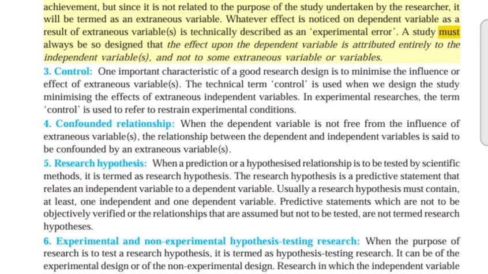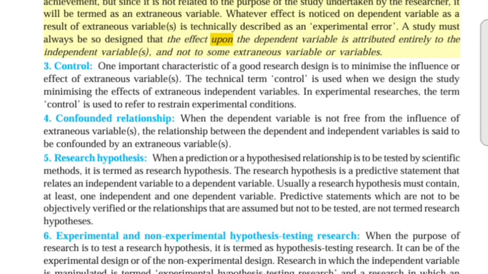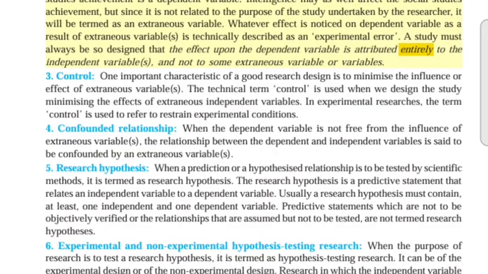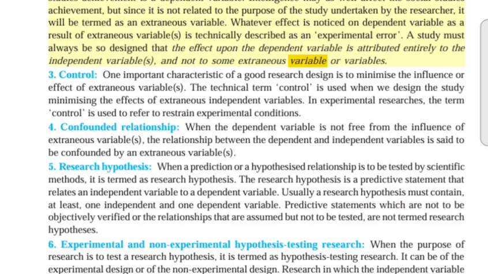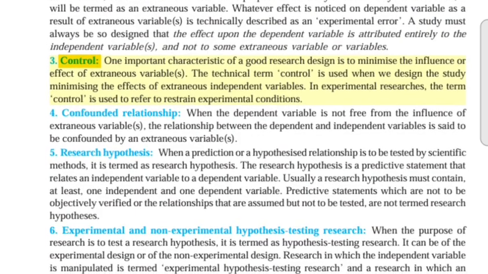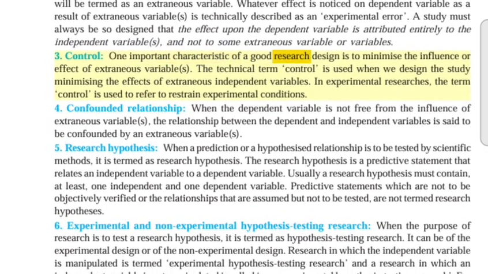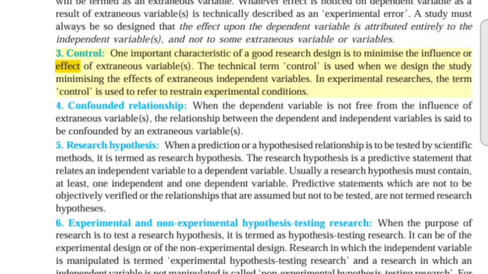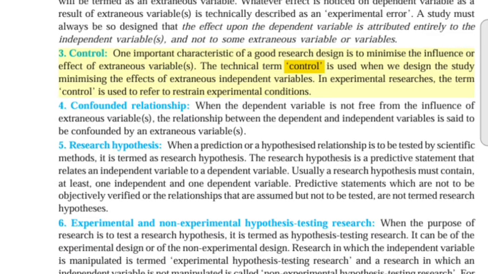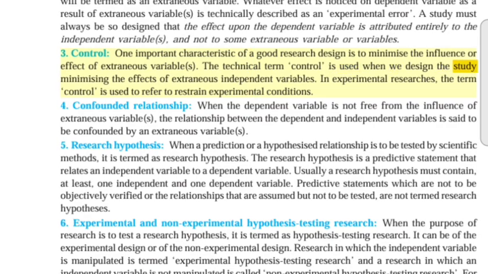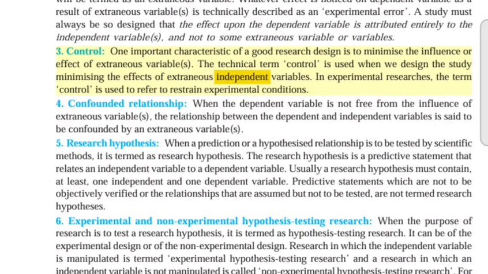A study must always be so designed that the effect upon the dependent variable is attributed entirely to the independent variables, and not to some extraneous variable or variables. 3. Control. One important characteristic of a good research design is to minimize the influence or effect of extraneous variables. The technical term, control, is used when we design the study minimizing the effects of extraneous independent variables.